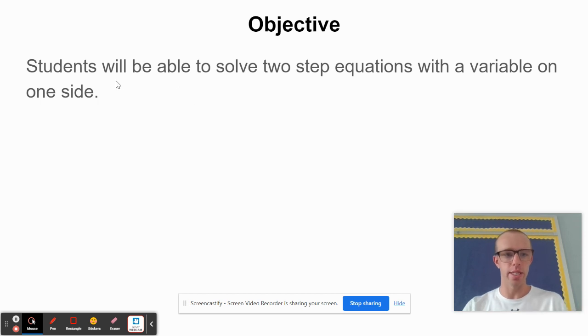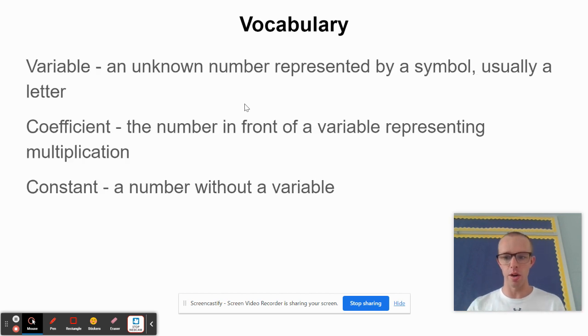The objective for this lesson is that students will be able to solve two-step equations with a variable on both sides. Before we dive into solving equations, we have to understand some key vocabulary. So I'm going to start with a variable. And if you're watching, this is where you'd follow along in your notes.